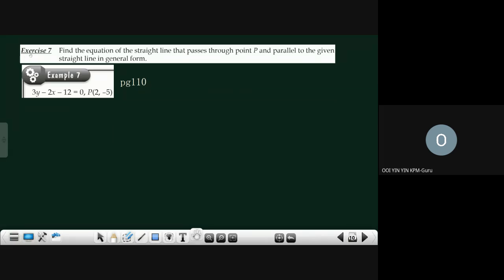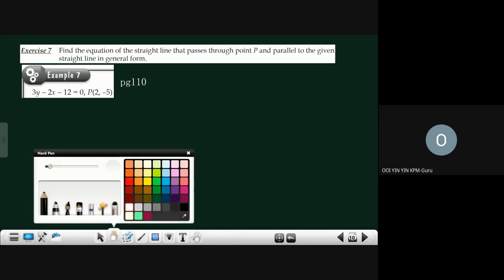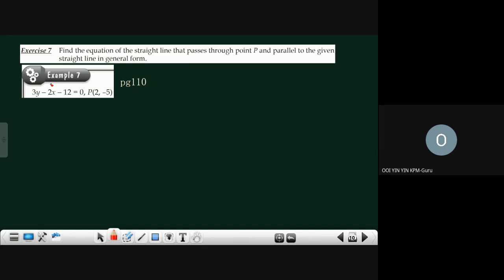Like exercise 7. Find the equation of the straight line that passes through point P and is parallel to the given straight line in general form. They give you one equation, as you can see here, and then this is a point. Separate these two out: equation here, point here. What they want is to find a new equation.